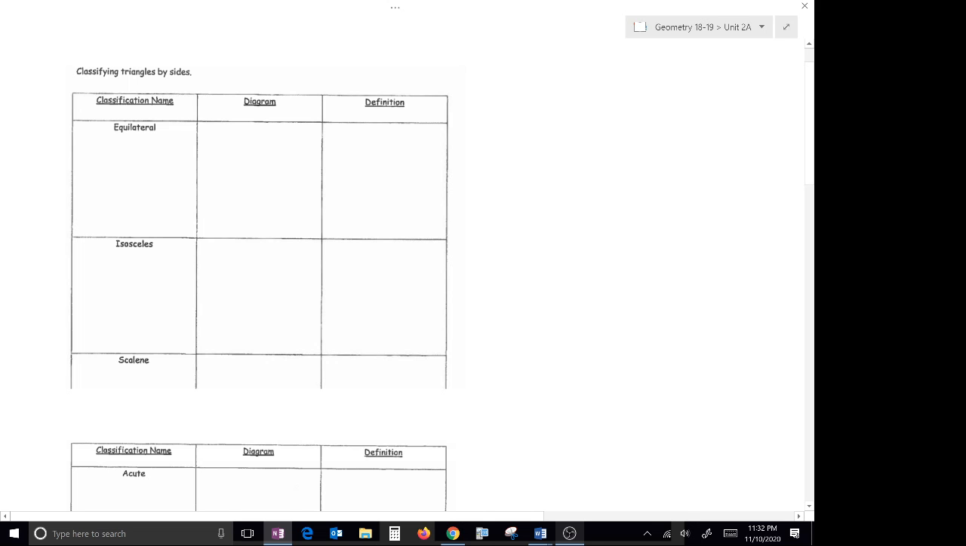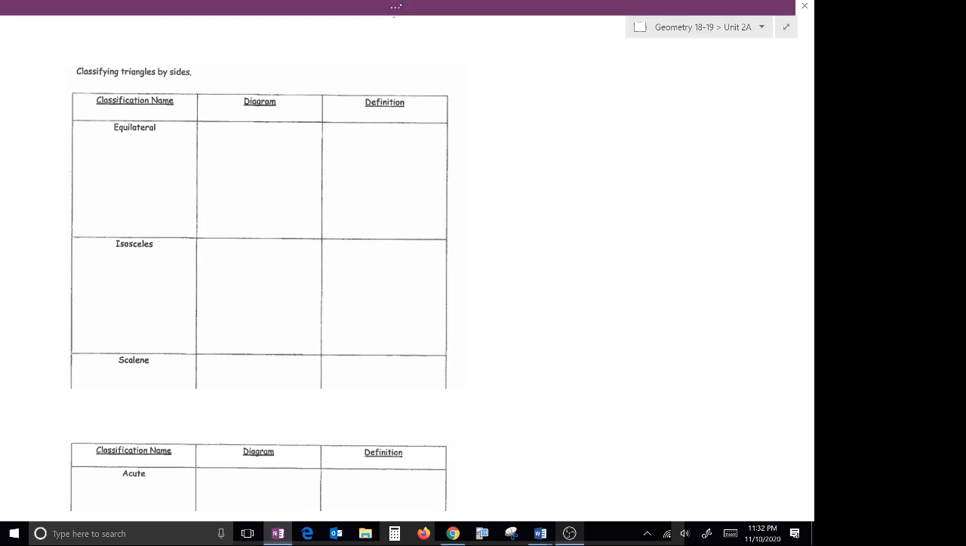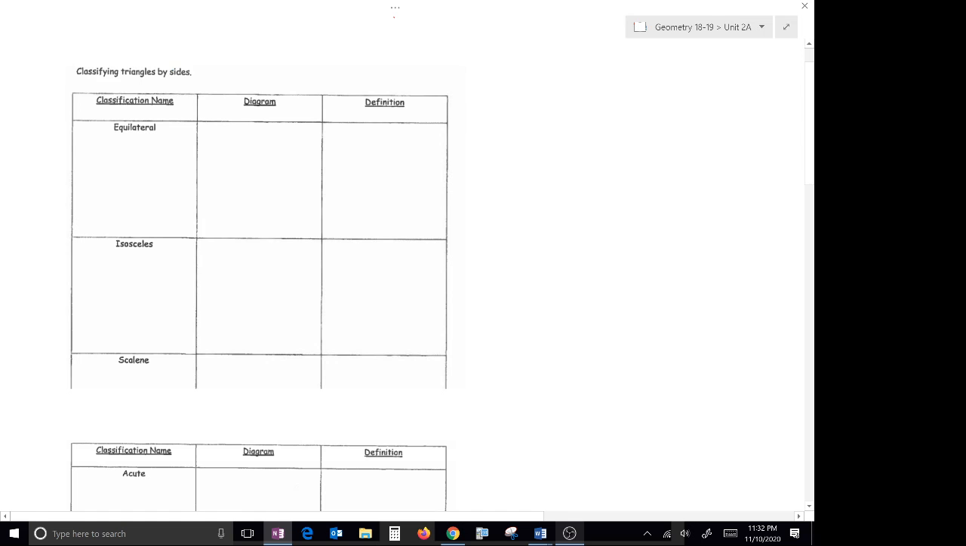An equilateral triangle means that all three sides are equal, or congruent. An isosceles triangle means that two sides are congruent.